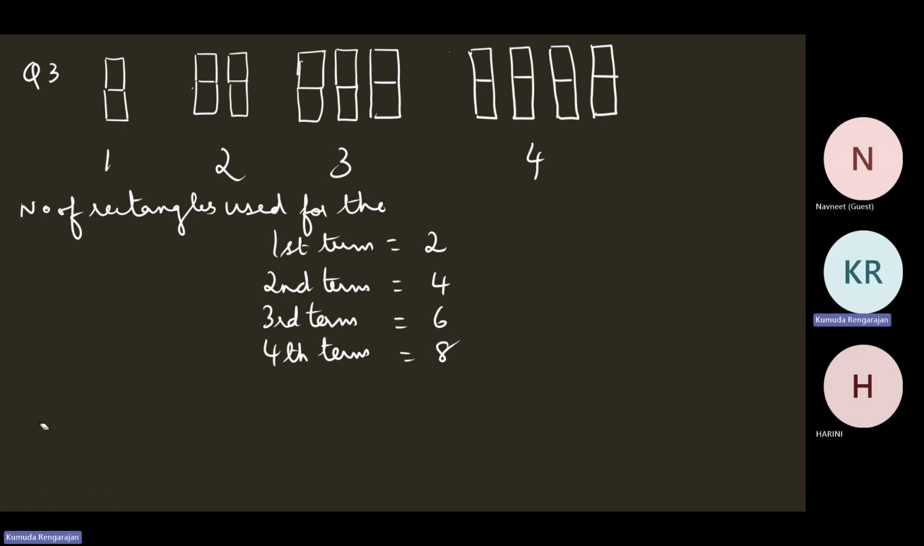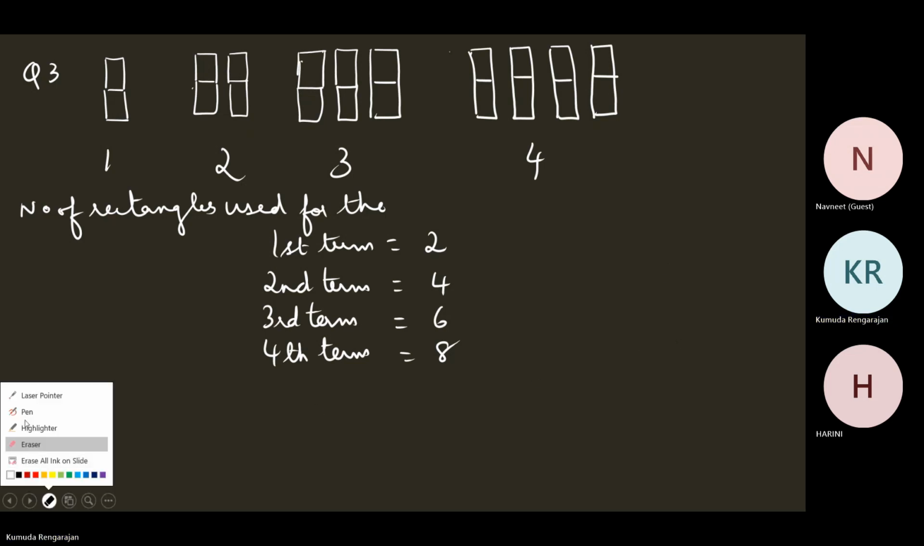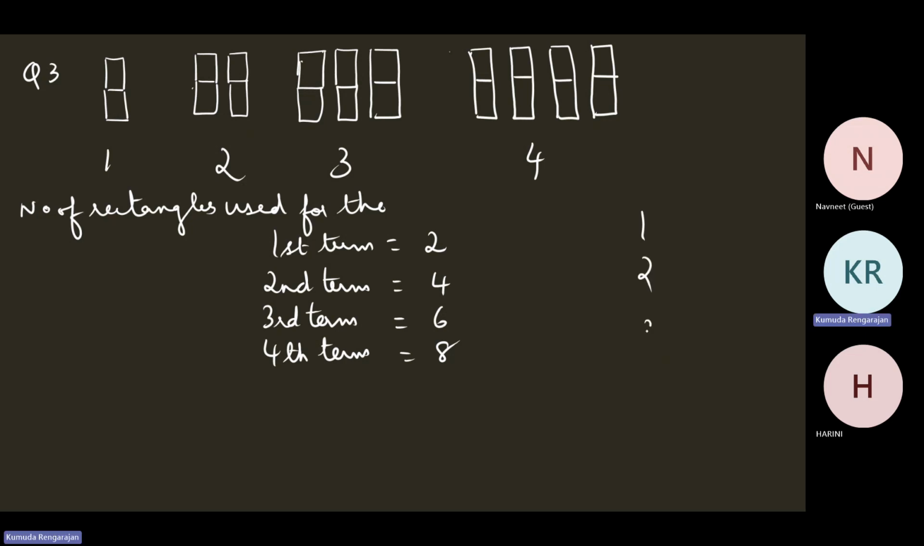Okay, one minute. Let me put it like this. If you want to write 1, 2, 3, 4, like first term, second term, third term, fourth term. So for the first term, how many rectangles? 1 into 2, 2 rectangles. For the second term, 2 into 2, 4 rectangles. I hope you understand what I'm writing. I'm just writing the terms first: 1, 2, 3, 4.